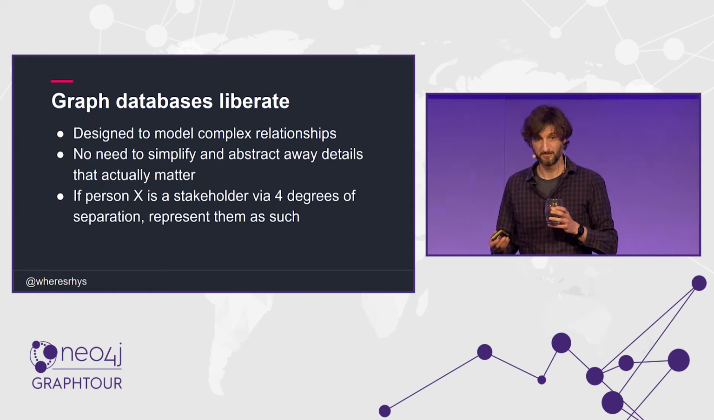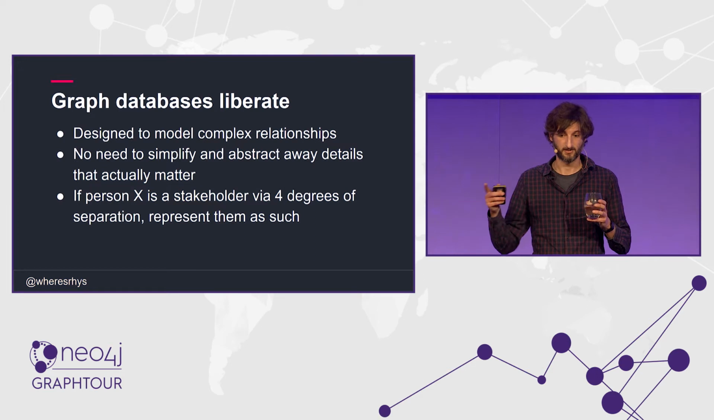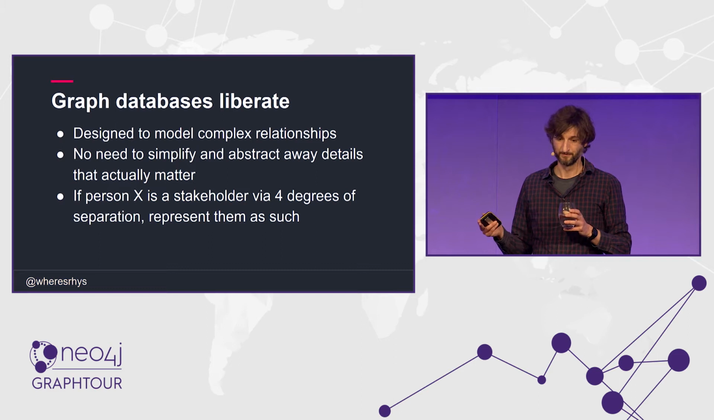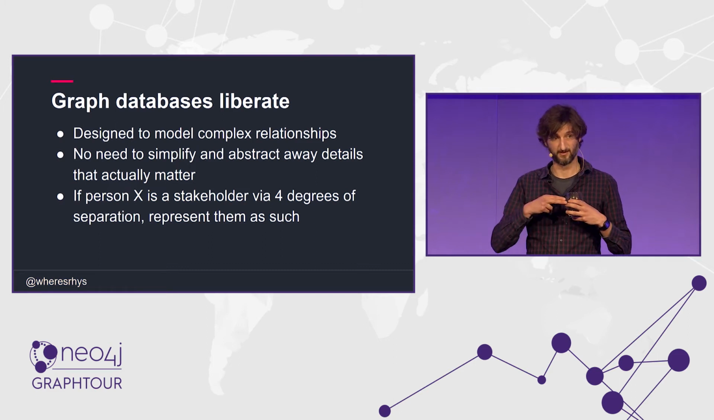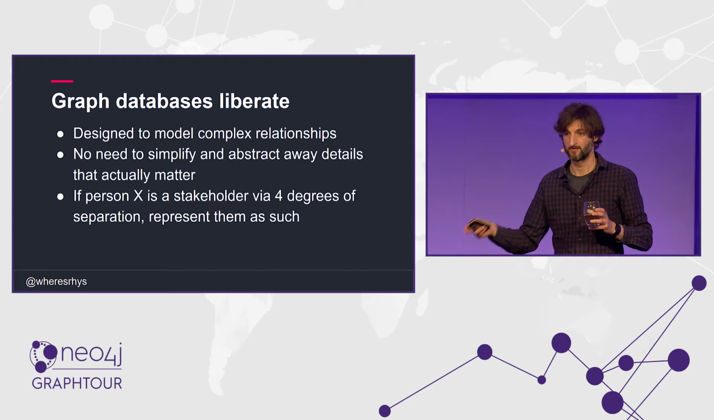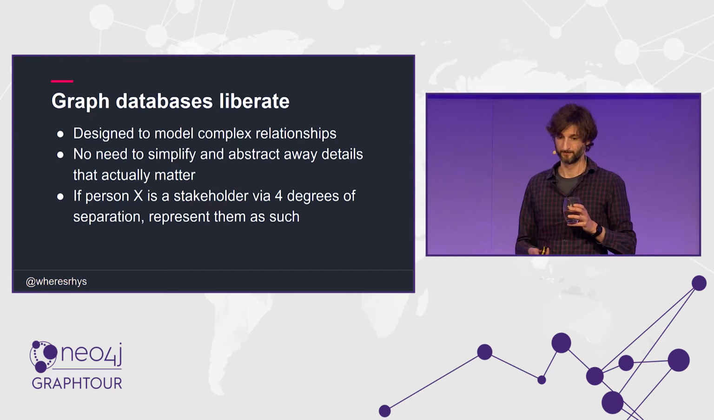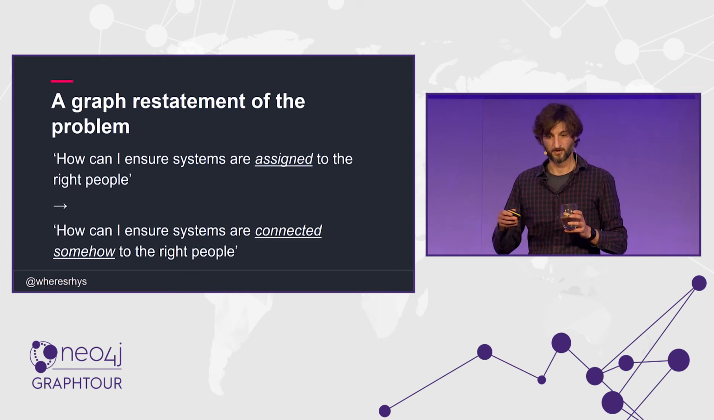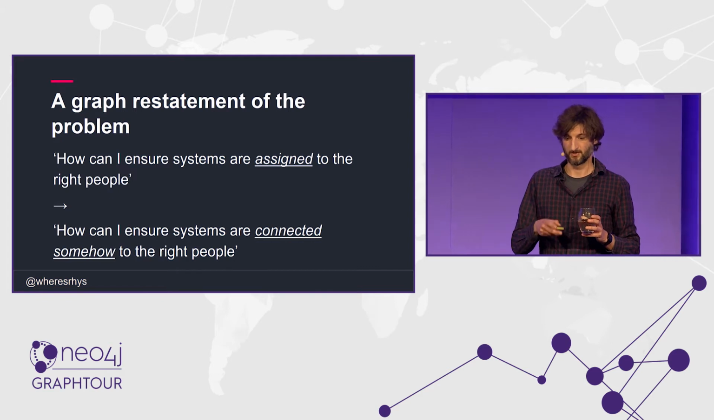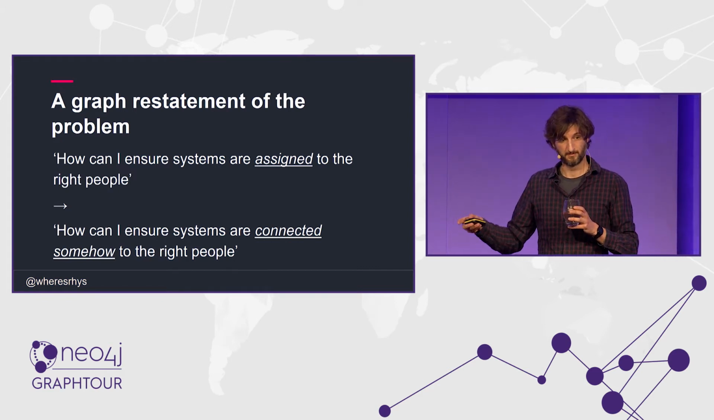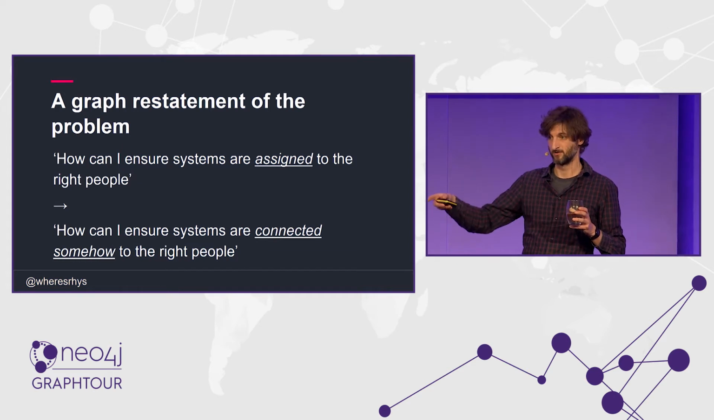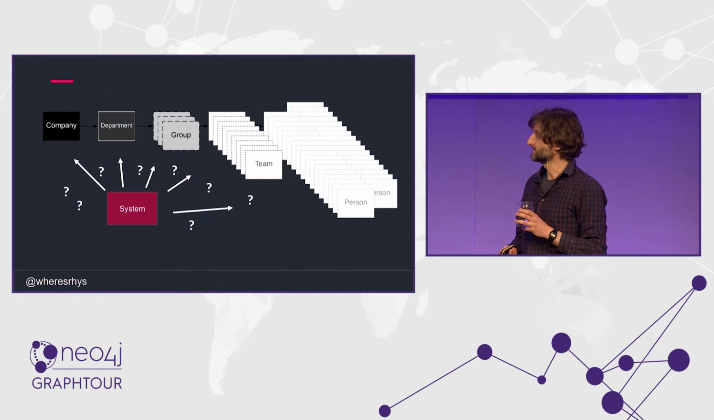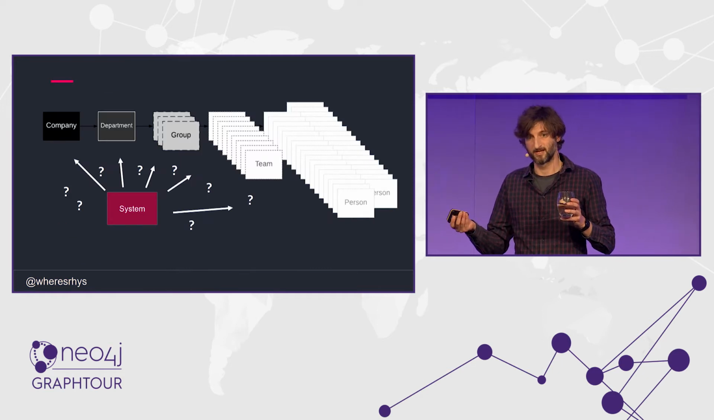Graph databases, on the other hand, because they're designed to represent these connections, there's no need to simplify and abstract away these details that actually matter. So if I have a certain complex relationship to a system, we can represent it like that. We don't have to remove the details. So then the problem, which is about knowing who to contact, changes from being the question of how can we assign someone to a system to being how can we connect someone, through possibly quite a long chain, to the system? And then we have this question of what's the right level to connect something.